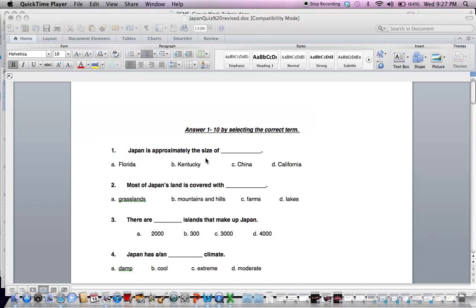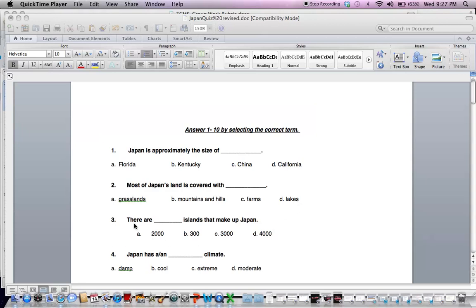Japan is approximately the size of A, Florida, B, Kentucky, C, China, D, California. Number 2, most of Japan's land is covered with A, grasslands, B, mountains and hills, C, farms, D, lakes.